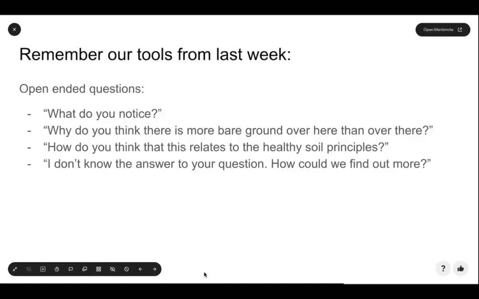There are some useful tools. I'm just going to throw back to last week. If you can ask open-ended questions, like, what do you notice about this hole we just dug? Why do you think there's more bare ground over here than over there? Those kinds of things can stimulate that actual difficult thinking that can help people actually learn and connect that.